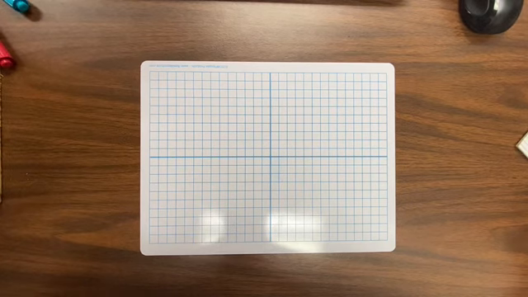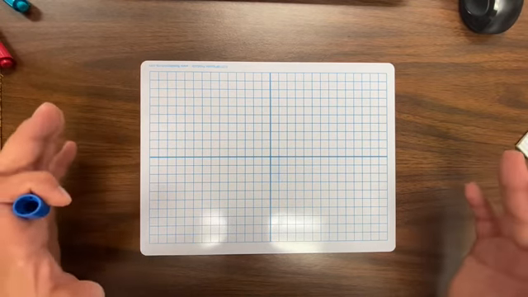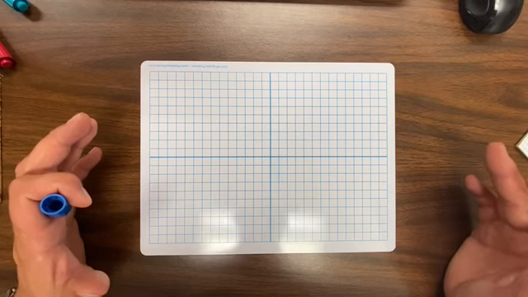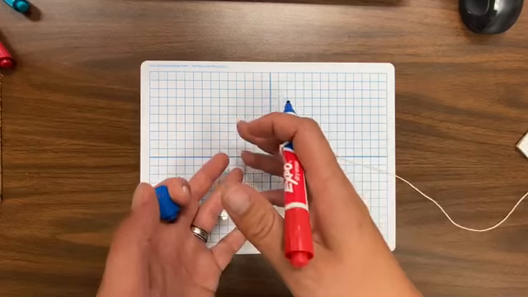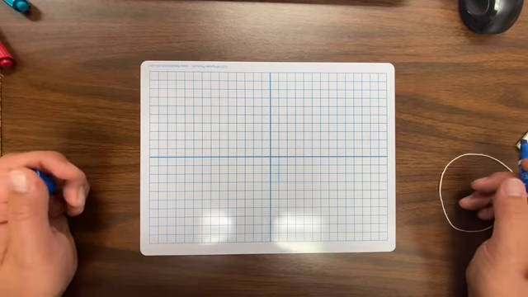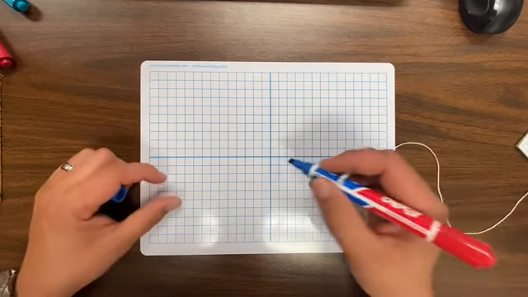Hey guys, real quick, making a video to show you some vocabulary words and information to help you on plotting points on a graph, and as far as them rotating, or if there's a shape plotted on there, how to rotate it or reflect it. Just a couple quick things to remind you.